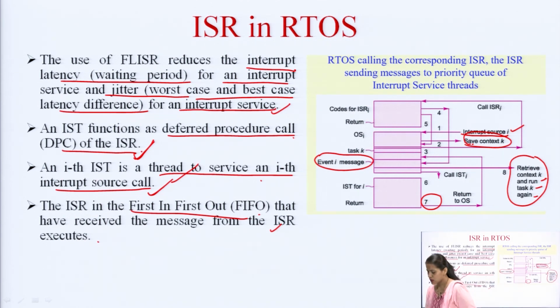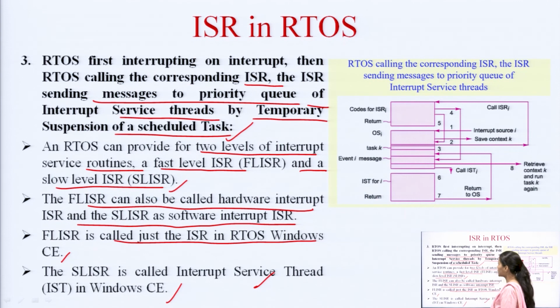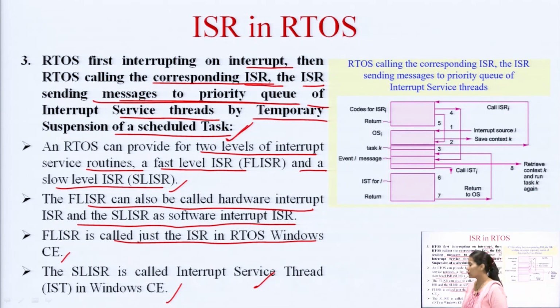In this way, first the RTOS interrupts on the interrupt, then the RTOS calls the corresponding ISRs, and the ISR sends messages to the priority queue of the interrupt service threads by temporary suspension of the scheduled task. That is why we can see here that the IST for the ith task is executed and there is a return from here to the main operating system.